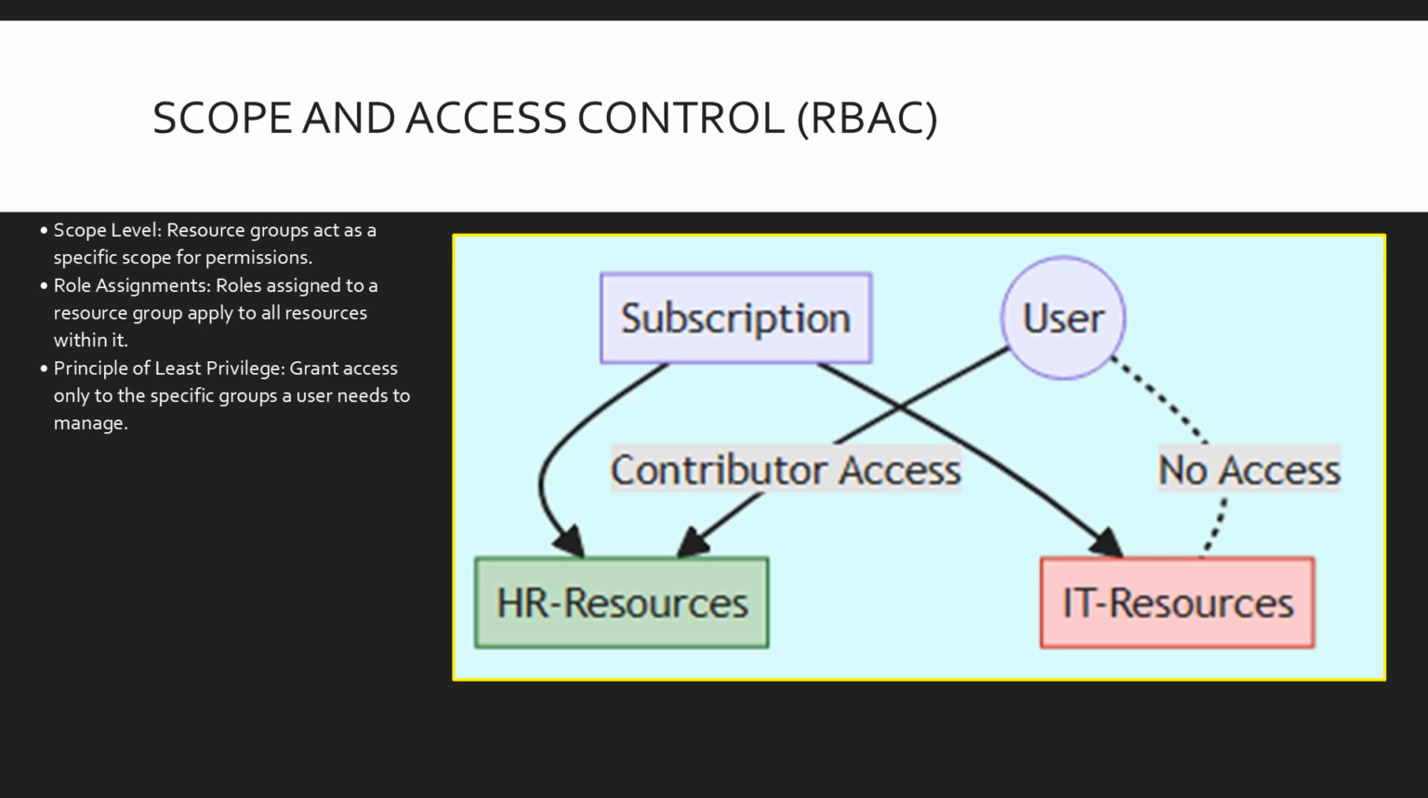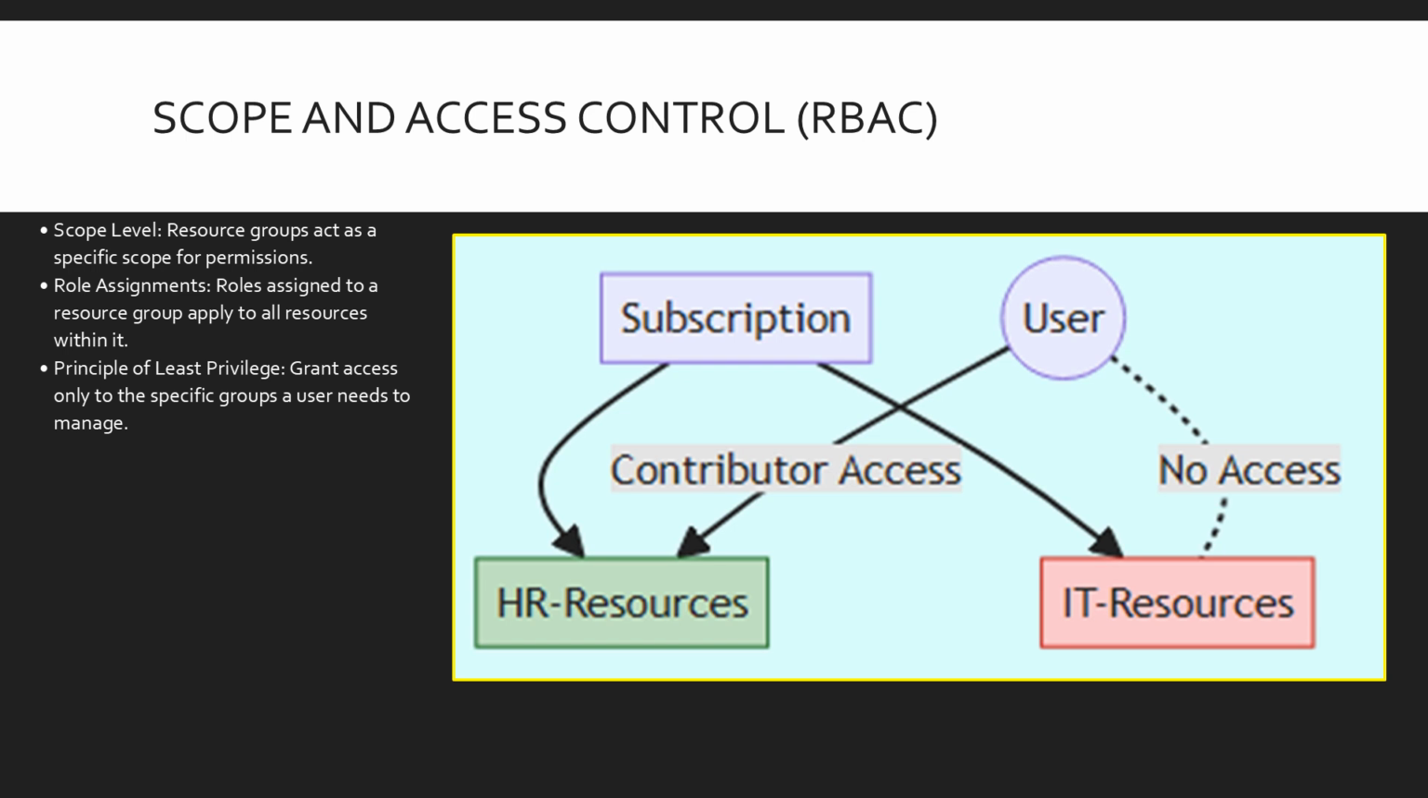Resource groups provide a vital layer for security governance through scope. Azure Role-Based Access Control, RBAC, allows you to assign permissions at different levels: management group, subscription, resource group, or resource. By assigning a role, such as contributor, at the resource group scope, you automatically grant that user control over every resource inside that group, but nowhere else in the subscription. This allows you to isolate workloads. One team can manage the dev resource group without having any access to the prod resource group, enforcing the principle of least privilege.